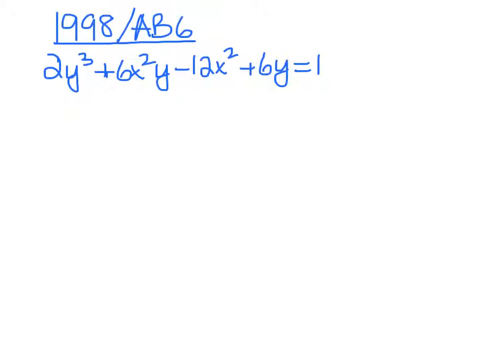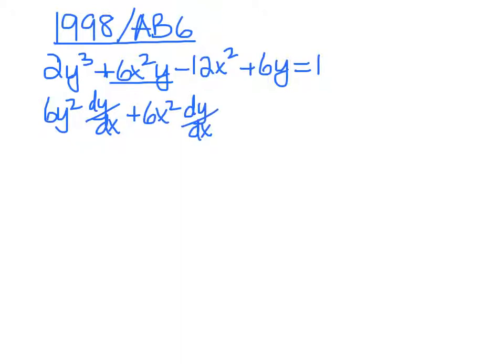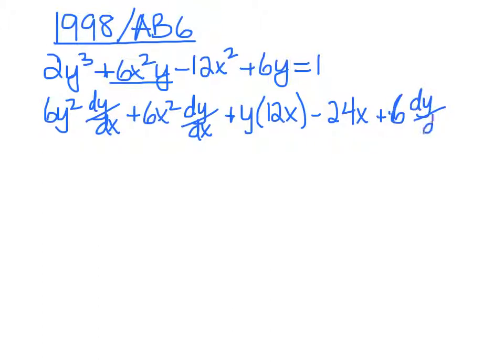We're going to take the derivative of 2y cubed, which would be 6y squared. Again, don't forget dy/dx because we're taking the derivative of a y. Now here we're going to do the product rule. So we're going to take the first times the derivative of the second, plus the second times the derivative of the first, which would be 12x. Then we've got minus 24x plus 6 dy/dx, and then that equals 0.